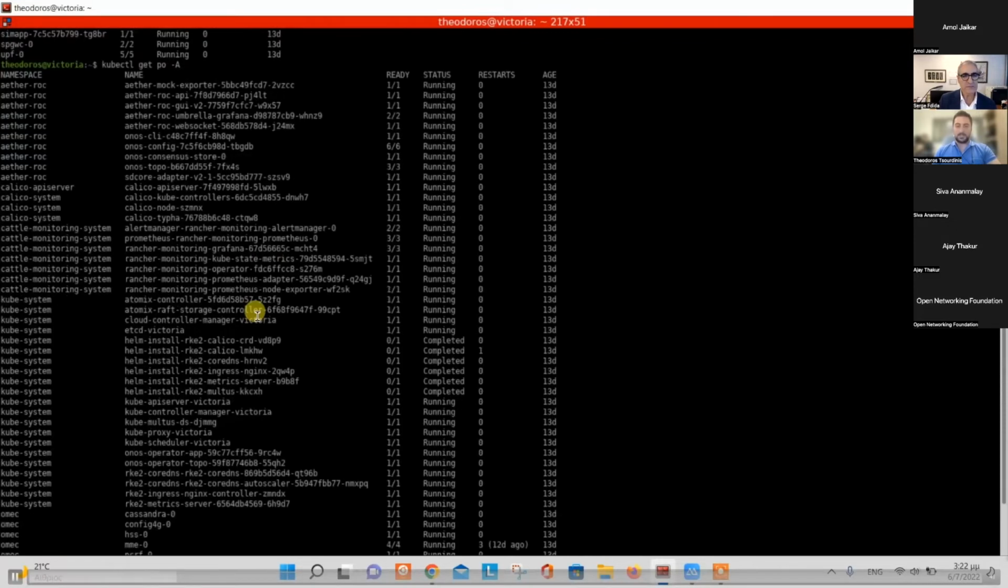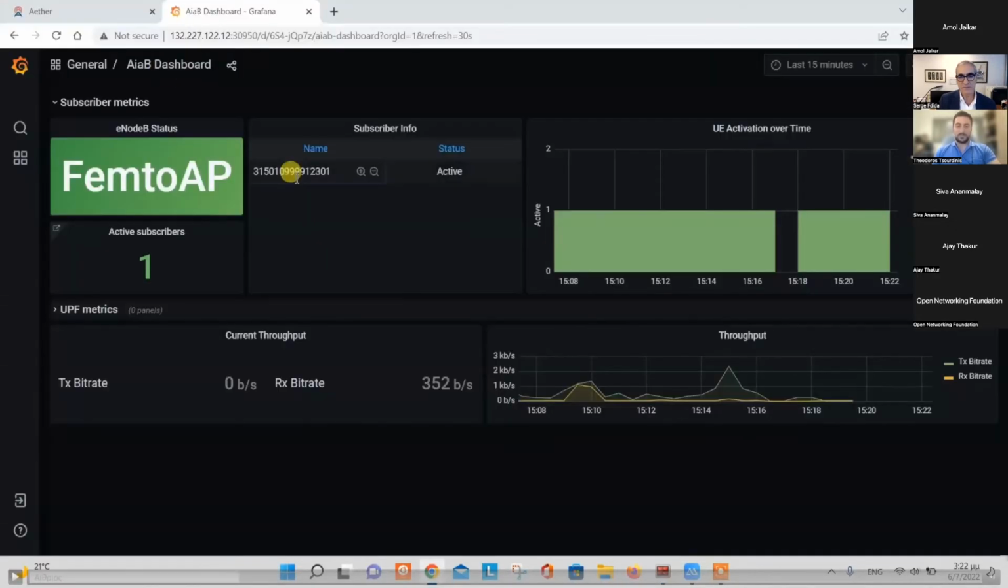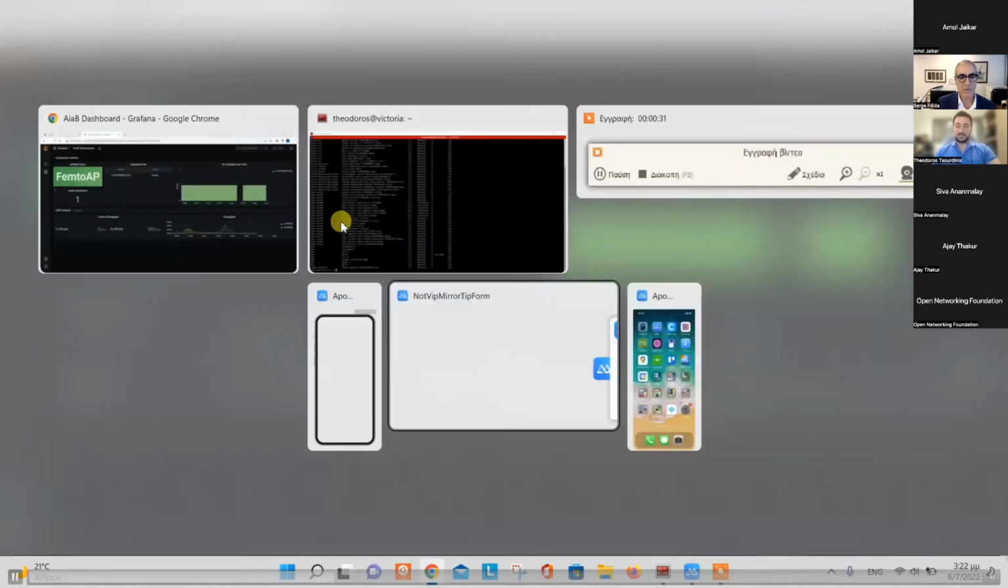And then we go to the Grafana dashboard to monitor the health state of the A-Node B, the active subscribers and the throughput over time, as well as the current traffic, that is, traffic between the end users and the UPF. We see that our phone is successfully subscribed with this IMSI. And now we'll try to do some connectivity tests.